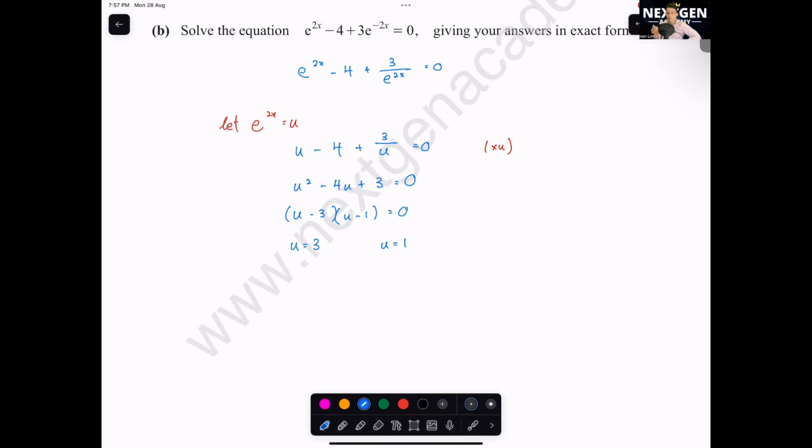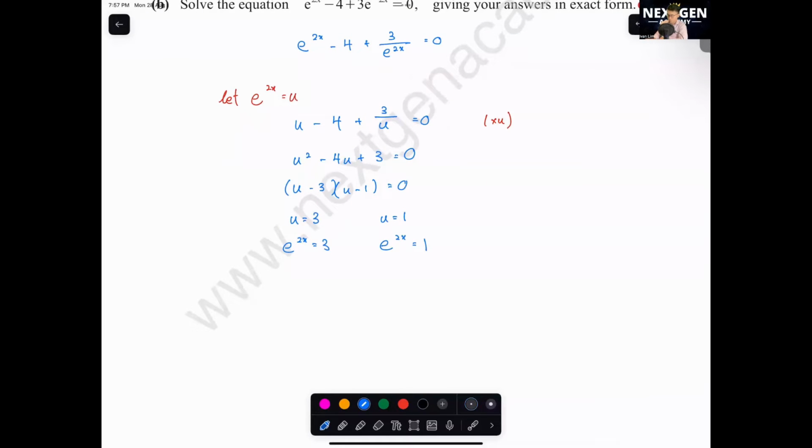Okay, if you solve the whole thing in e to the power of 2x, also it's fine. It's just that I prefer doing it this way because it's easier for me to see. Then after this step, only then I change it back to e to the power of 2x. So here, change it back: e to the power of 2x equals to 3, e to the power of 2x equals to 1. Okay, solve one at a time.